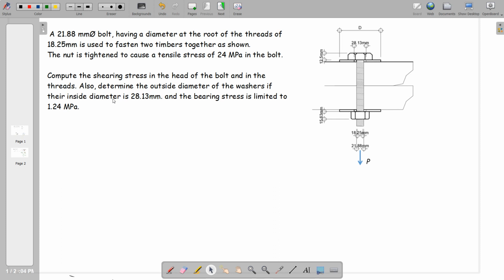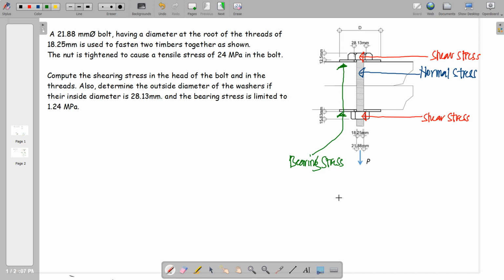So in this setup alone, this will involve three types of simple stress. Namely, first we have the normal stress on the bolt, the shear stress on the head of the bolt, the shear stress on the root of the threads within the nut, and the bearing stresses on those washers.